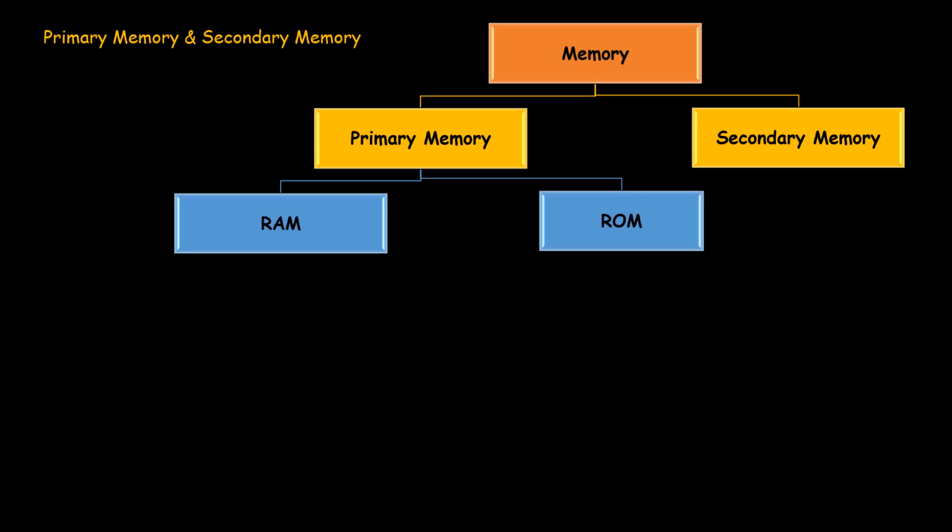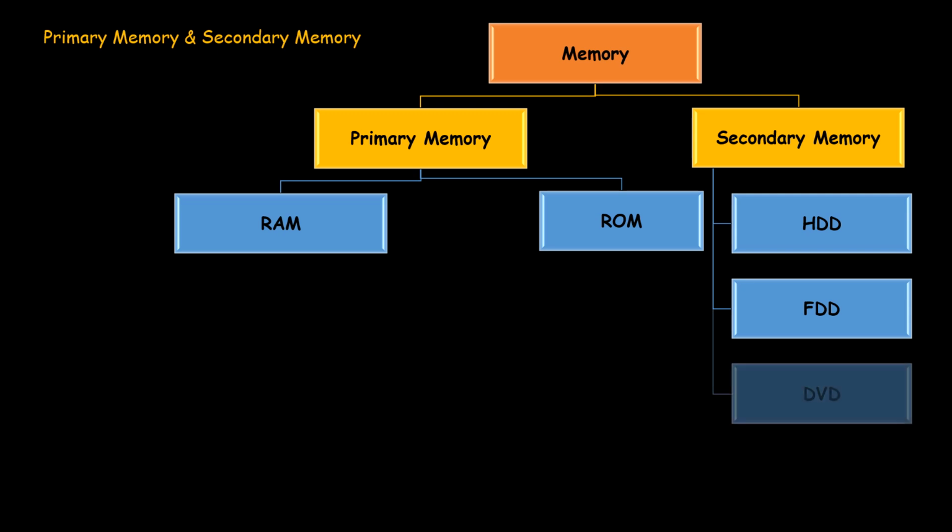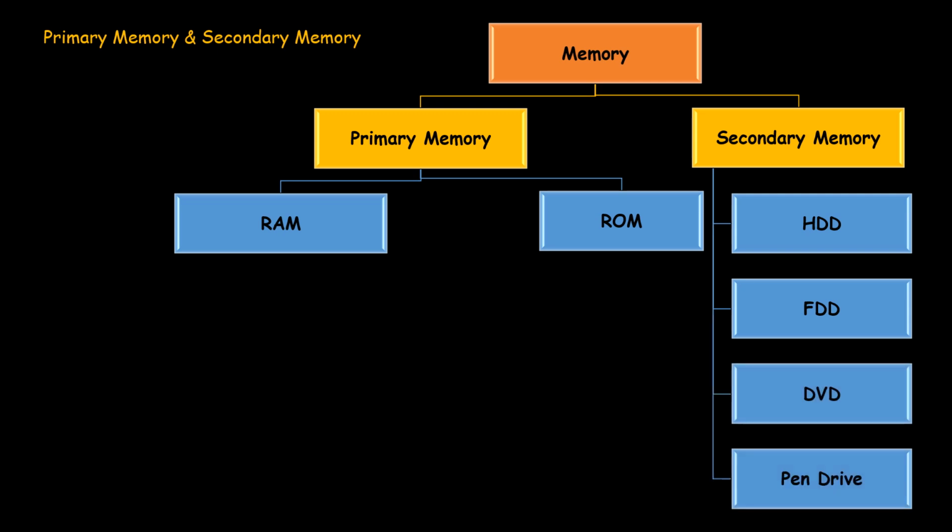The secondary memory is for long-term storage and retains data even when the power is off. It is a non-volatile memory. Examples of secondary memory include hard disk drives, solid-state drives, DVDs, and pen drives.